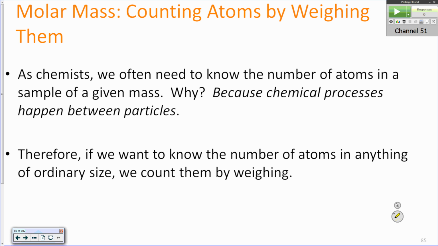So that's the conversion we want to do. We want to know how many atoms are present in a given mass of material. The reason that's critical for us is what happens between atoms. What everybody learned is that it happens at the atomic level, between particles. One atom reacts with another atom. One molecule reacts with another molecule. So it's critical that we know the number of atoms when we start talking about chemical systems. And the way that we do that is we count them by weighing them.